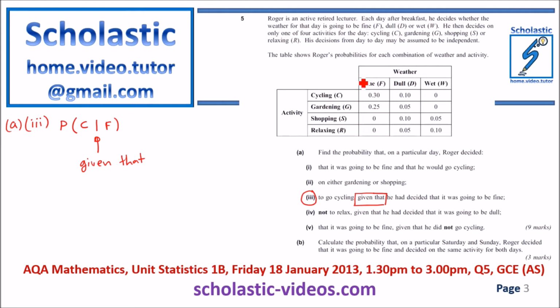So fine day is given. That means we are concentrating only on this fine day. Fine day is given, that is 0.55 in this case, the total probability. On a fine day, what is the probability he does cycling? Cycling is this row, so it's 0.3. So the total probability we now have is only 0.55 because it's given only a fine day. On that day, the probability of cycling is 0.3, so 0.3 over 0.55 is 0.545, which is approximately 54.5% as a percentage. That is the answer to part 3.